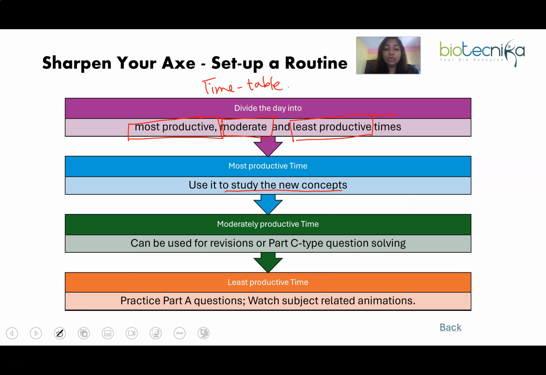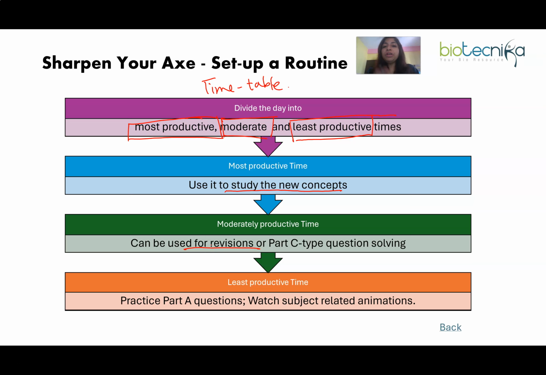Second is the moderately productive time. Now this time you can use for doing revisions. Okay, now remember a big mistake that students make when they are preparing for any competitive exam, but definitely for CSIR NET, is that they don't give enough weightage to revision. They think that understanding and learning new concepts are important, so they keep revision in the back seat. But remember, if you do not revise, that is going to be your deciding factor, and you will not be able to recall anything. Even though you will feel that you have studied everything for the last 6 months, at the time of exam you will not be able to recall anything if you do not do proper revision.